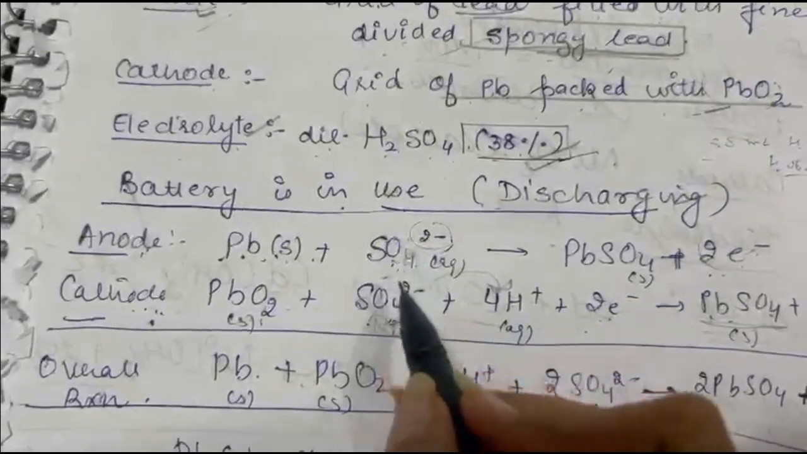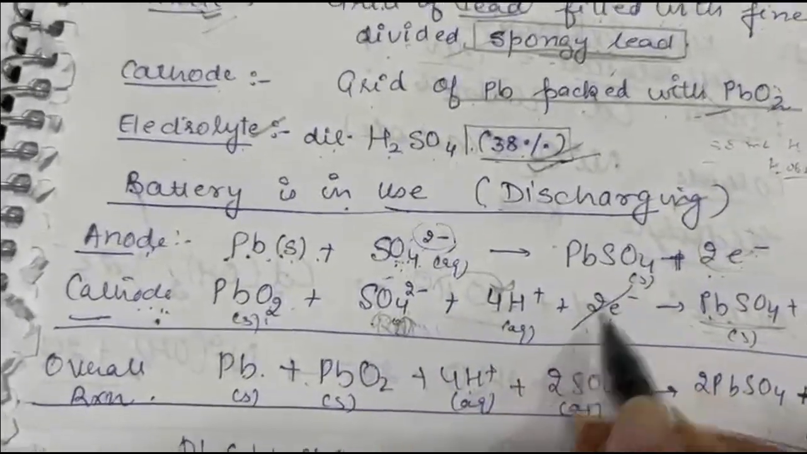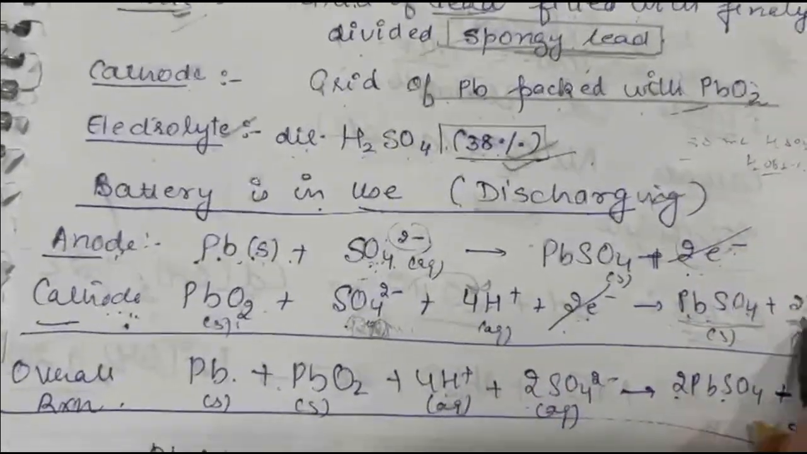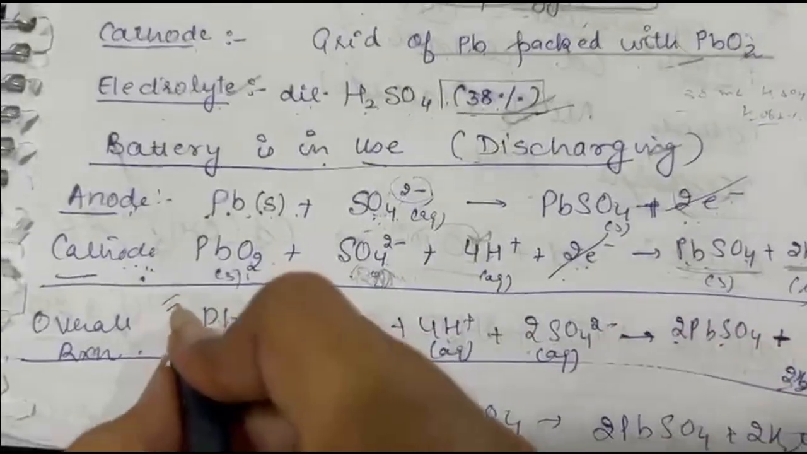Plus 4H+, how many sulfate will be there? 2 sulfate. The 2 electrons and 2 electrons will cancel out. PbSO4 will be twice in number and 2 water will be formed. So this is the net reaction.